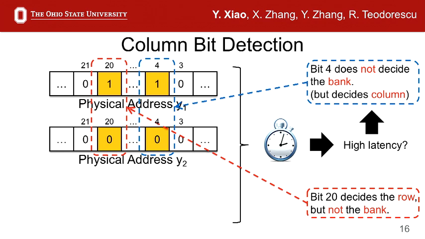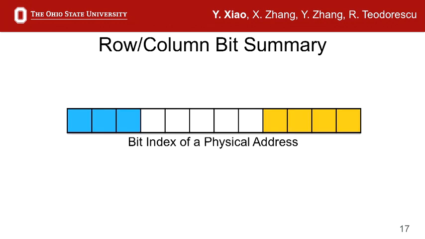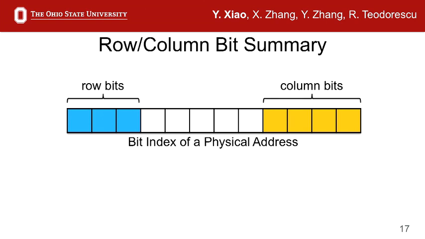And since changing bit 4 also does not change the bank, bit 4 does not decide the bank either. Given bit 4 is not a row bit, it can only be a column bit, which only decides the column index. We do the second test on all the unknown bits. Some of them will be recognized as column bits. Thus, we have already identified the row bits, in blue, and the column bits, in yellow.